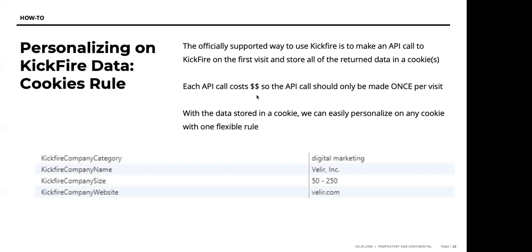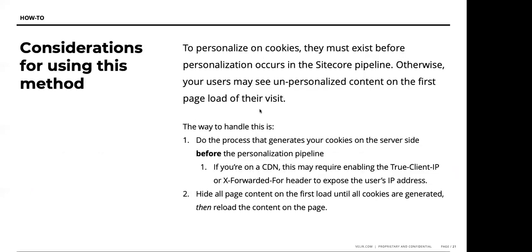Once we have that data stored in our cookies, I'm able to personalize on any of those different cookies using one flexible rule that I'm going to show you a little later. But first, I want to talk about one consideration for personalizing on cookies: the cookie has to exist before personalization occurs in the Sitecore pipeline, because personalization happens on the back end on the server side.